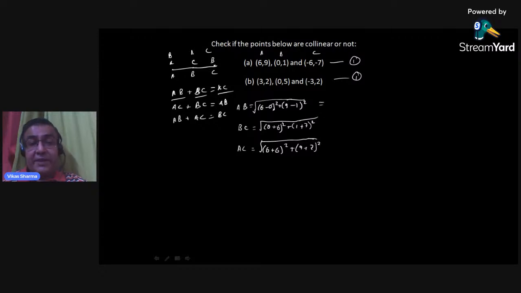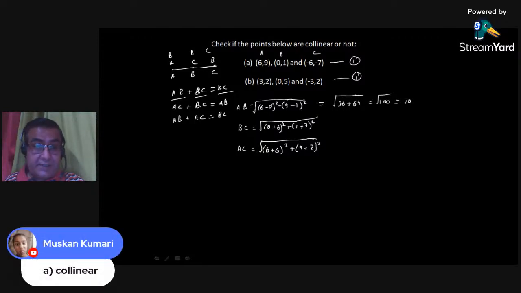So let's simplify this. 6 minus 0 is 6. The square of that is 36. 9 minus 1 is 8. 8 square is 64. So 36 plus 64 is square root of 100. So that gives me AB is equal to 10. It could be minus 10 also, but because this is the distance, we are not considering minus 10.